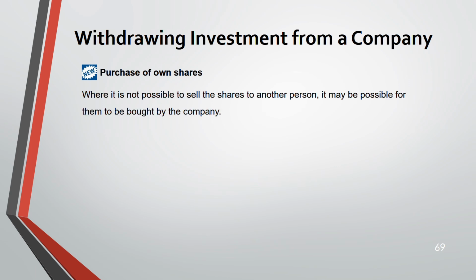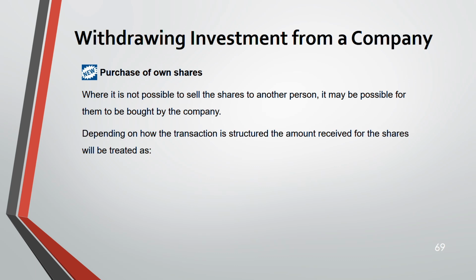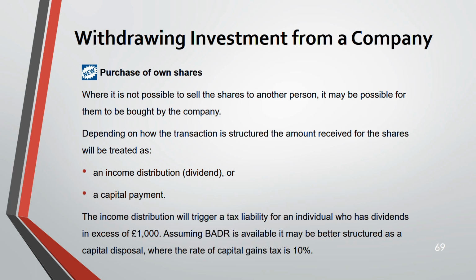Where it is not possible to sell the shares to another person, it is possible for them to be bought by the company. How? Purchasing own shares. Depending on how the transaction is structured, the amount received for the shares will be treated as an income distribution, a dividend, or a capital payment. One of these. The income distribution will trigger a tax liability if you are having a dividend in excess of 1,000.